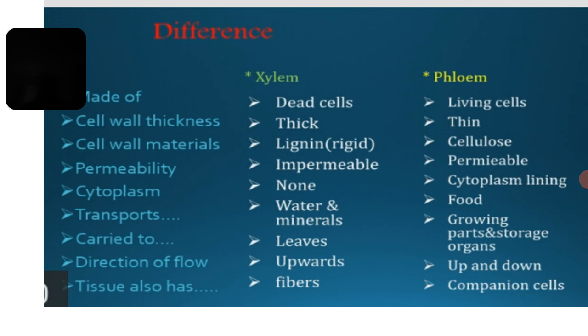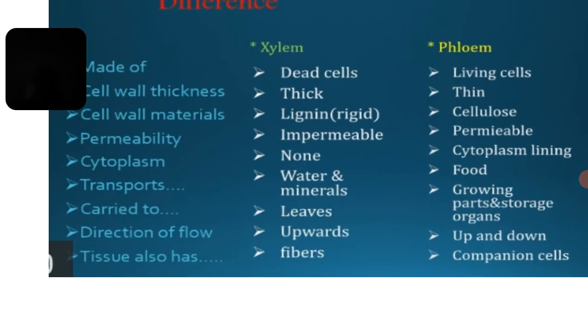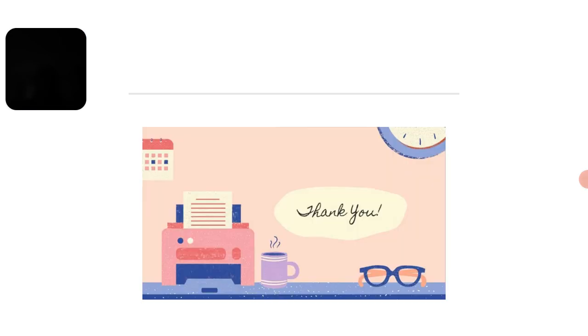The xylem has tissues like fibers, and the phloem also contains fibers, but the companion cells are mostly important in phloem. Clear now?